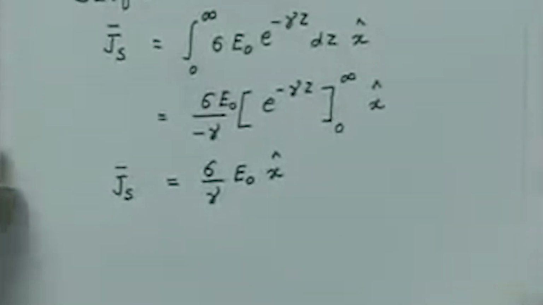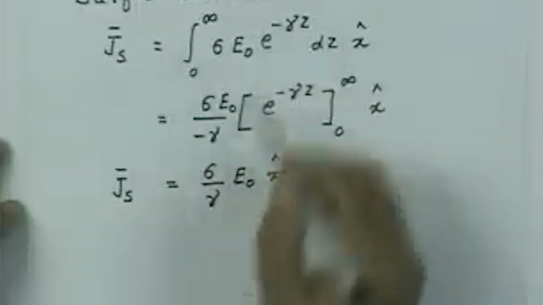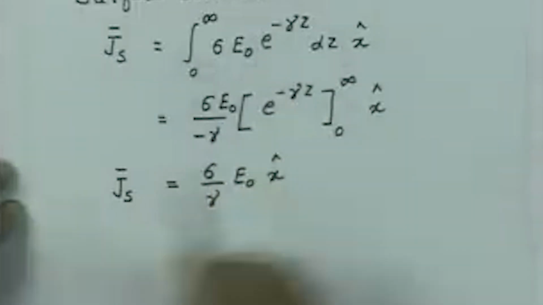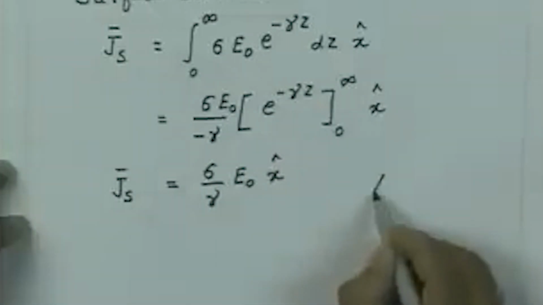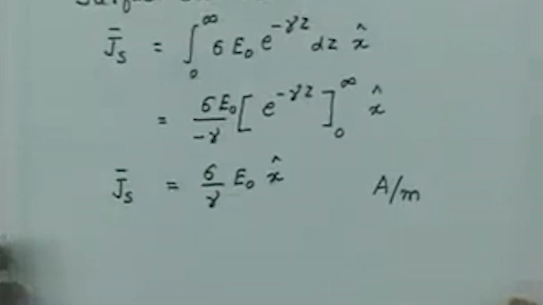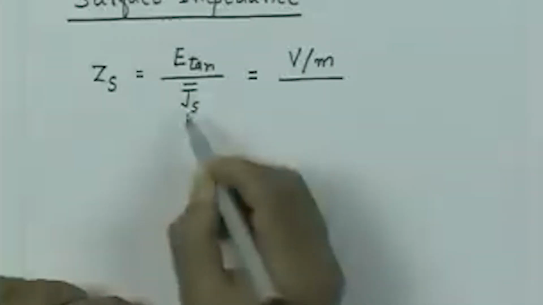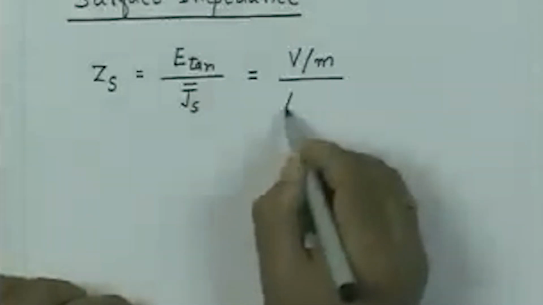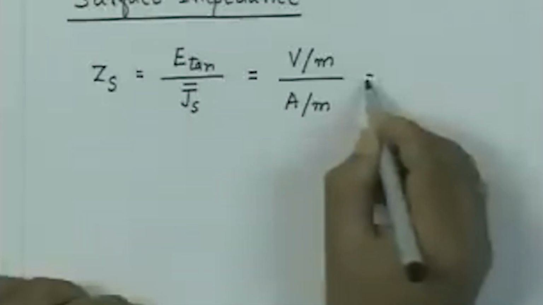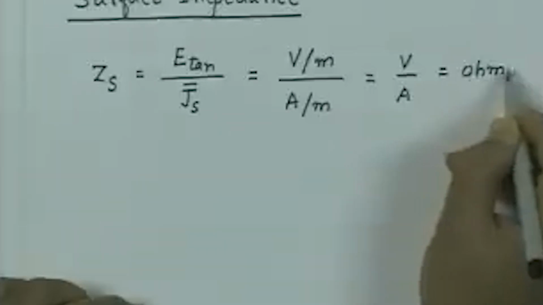Now let me remind you that this quantity, the conduction current density, has units of amperes per meter square. We have integrated over one length, which is dz. So this has units of amperes per meter, which is the dimension of the linear surface current density. Here the unit for E is volts per meter, and the linear surface current density is amperes per meter. So that gives volt divided by ampere, which is ohms.